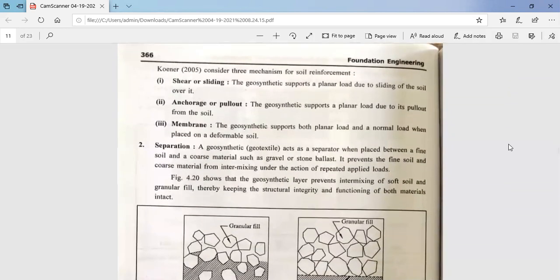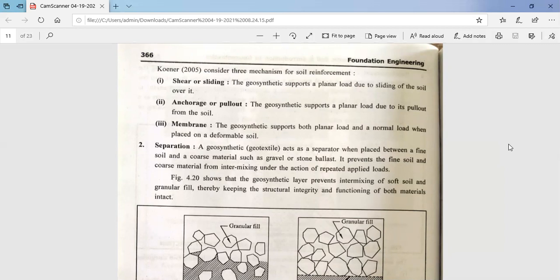Koerner in 2005 considered three mechanisms for soil reinforcement. The first one is shear or sliding: the geosynthetic supports a planar load due to sliding of the soil over it. Second is anchorage or pull out: the geosynthetic supports a planar load due to its pull out from the soil. Third one is a membrane: the geosynthetic supports both planar load and a normal load when placed on a deformable soil.